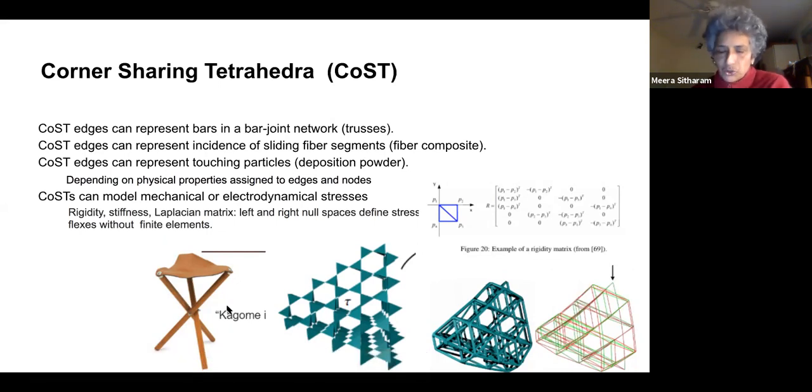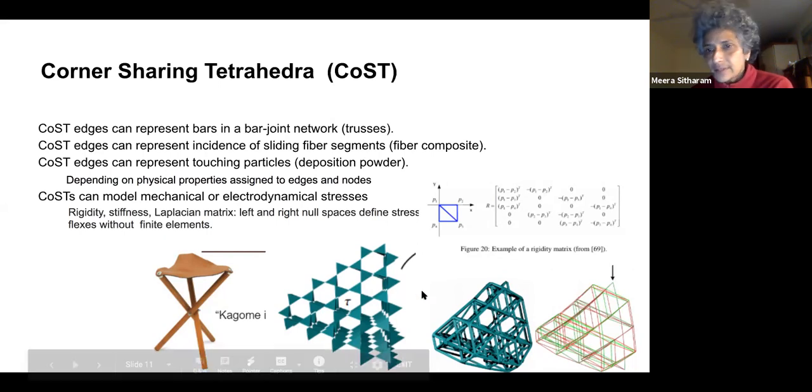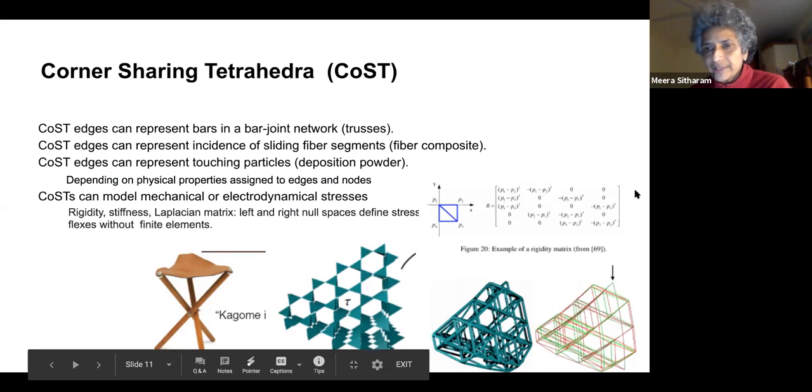And I'll show you in a couple of slides that we can... I think there's nothing more to show. This is just me showing the rigidity matrix here.